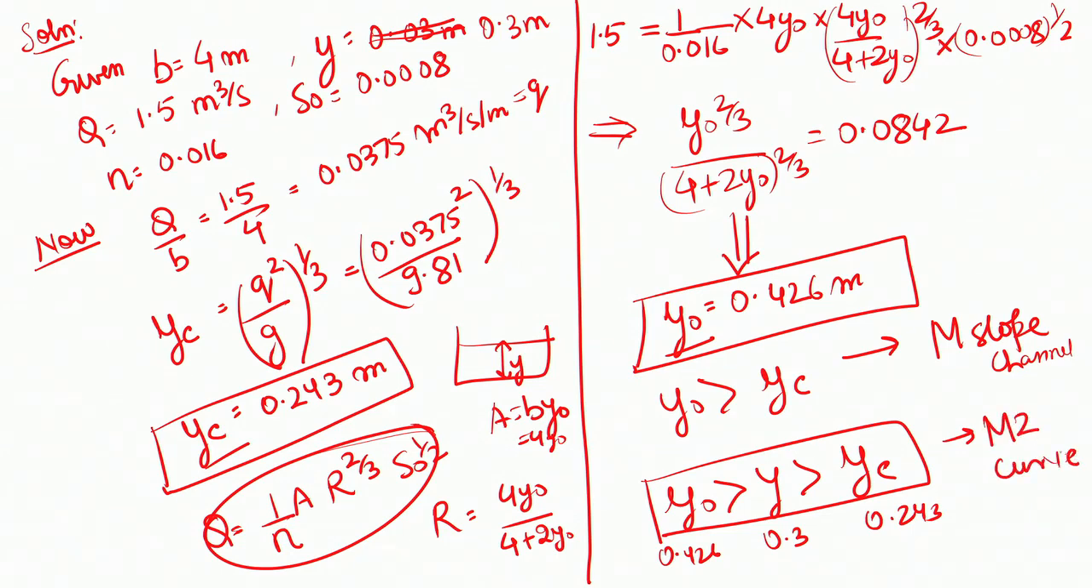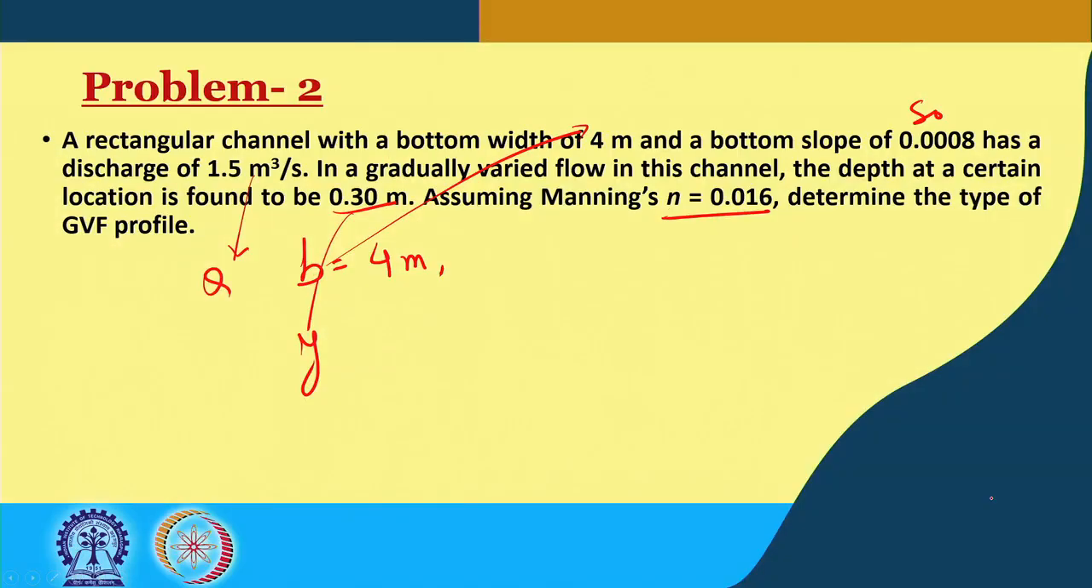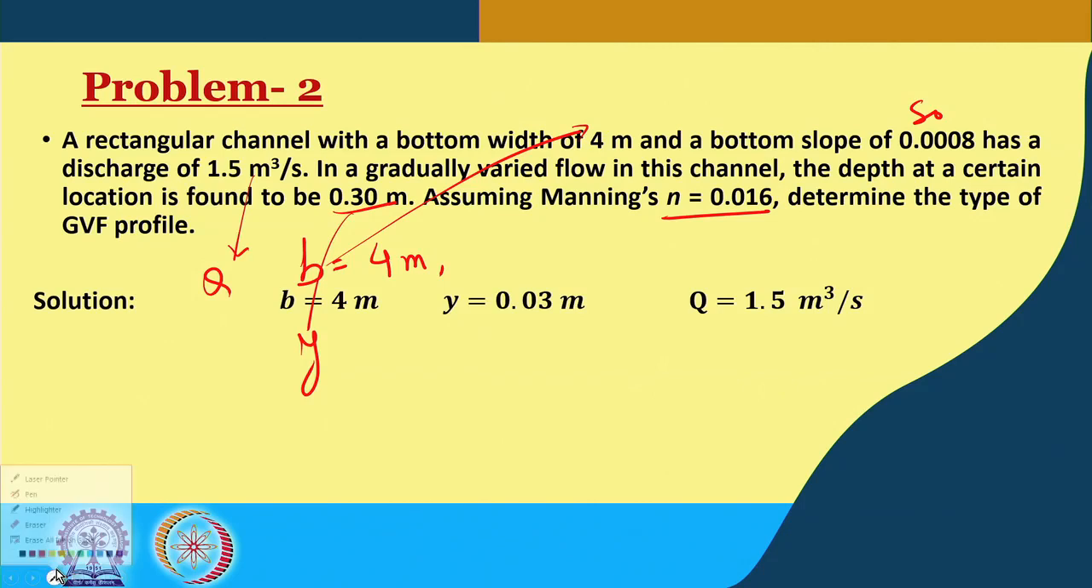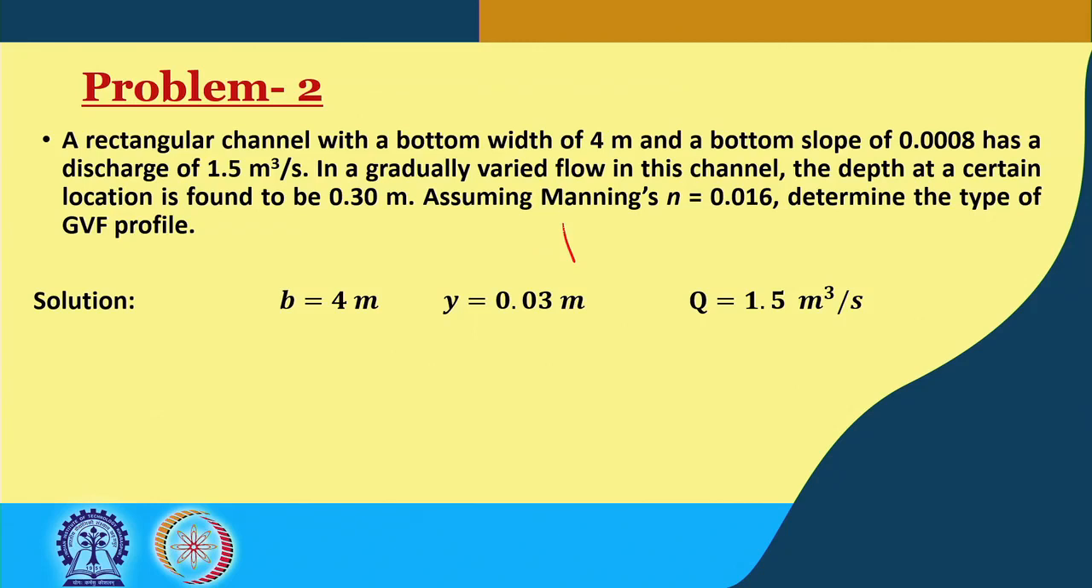curve. So, this is a very simple and good example indicating how you have to find the type of the GVF profile, all right. So, this came out to be an M2 curve. I will just erase this. So, this is actually 0.3 meter, because the depth is 0.3 meter. So, this is a typing error, okay.